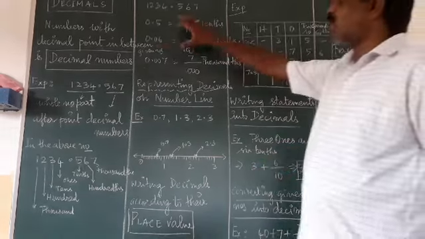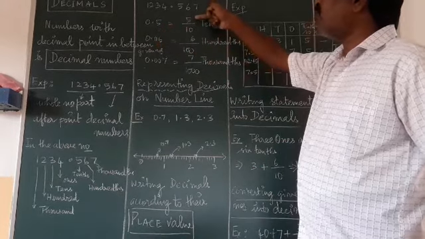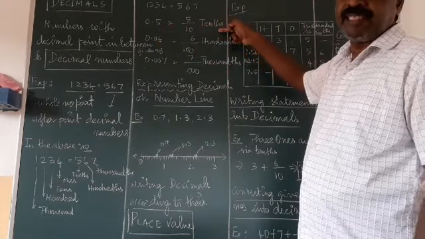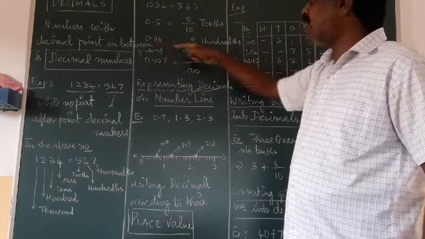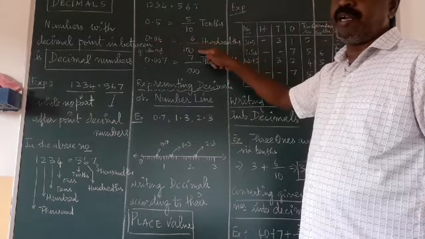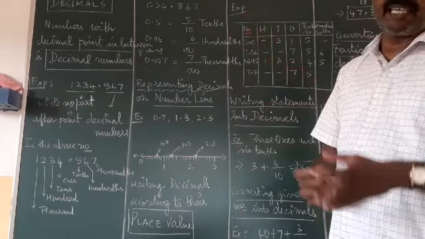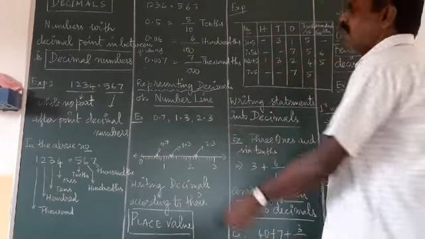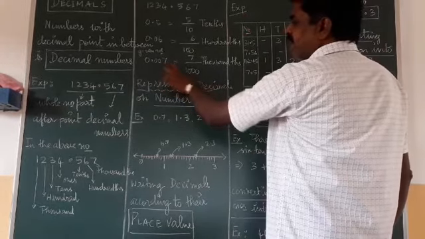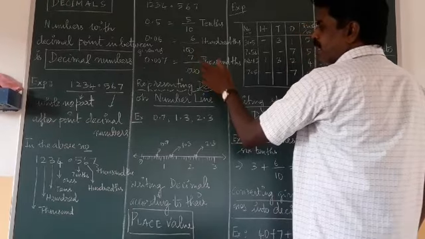And in which form will it be there? 0.5 means 5 upon 10, that is the tenth digit. 0.06 means 6 upon 100, upon 100 means it is the hundredth digit, the second digit after the decimal. If it is a third digit after the decimal, we can write it as 7 upon 1000, as in the example.